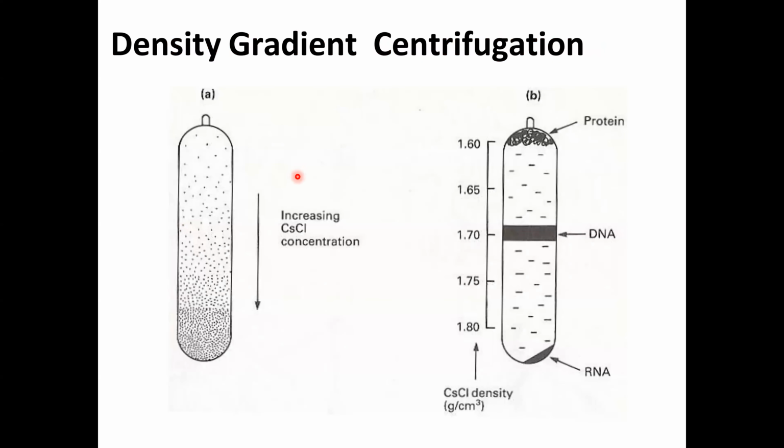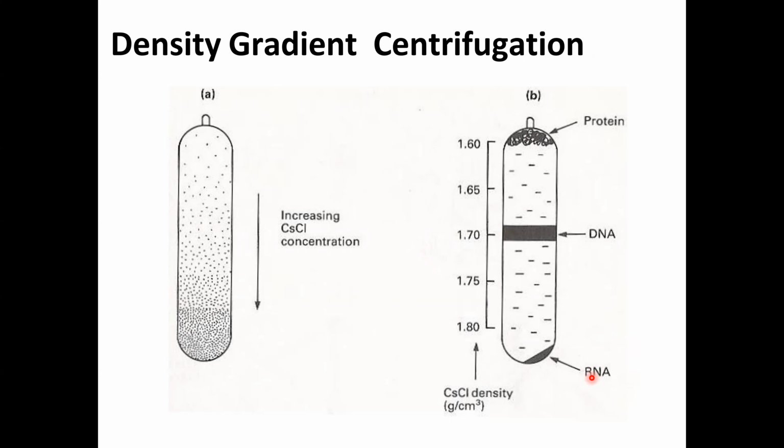This is a typical picture of how we perform density gradient centrifugation. As I mentioned a while ago, the cesium chloride concentration increases from the top downstream. Here we have the measurement of our cesium density. After high-speed centrifugation, from the top layer we can already isolate the protein solution, the middle part is your DNA, and at the bottom layer is your RNA.